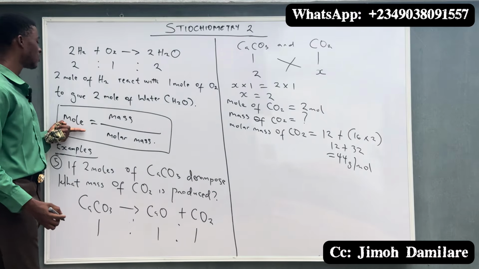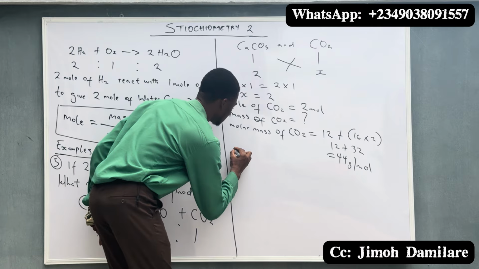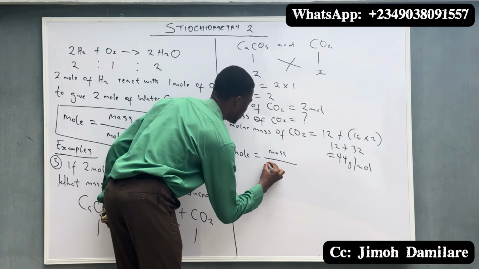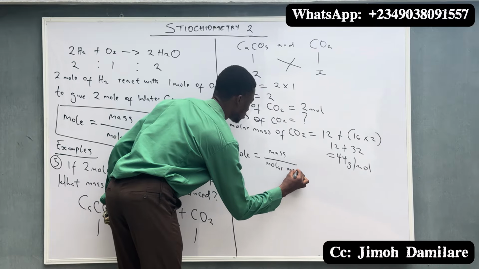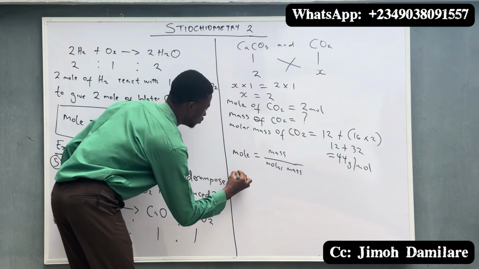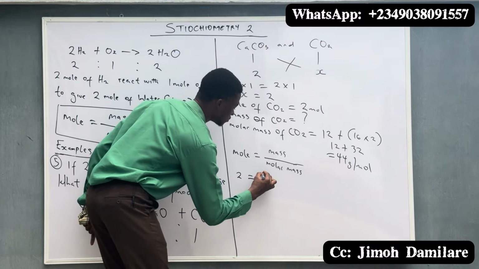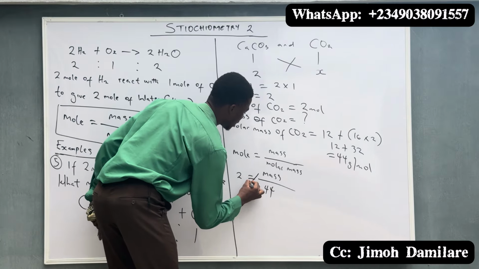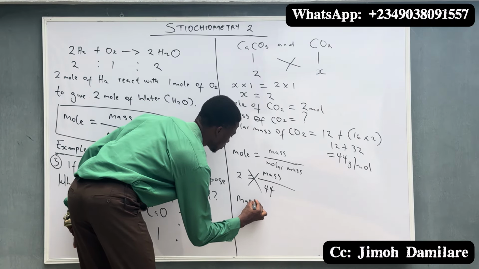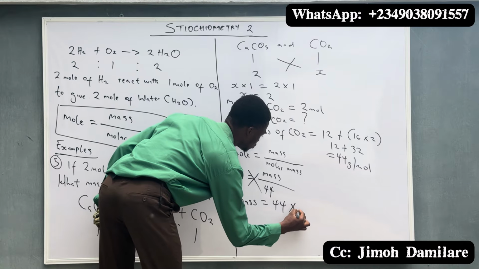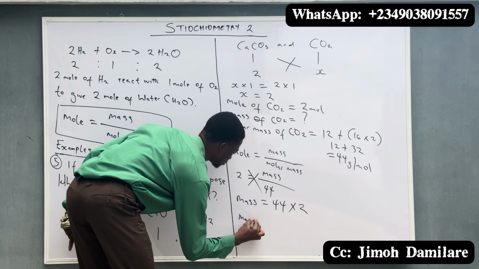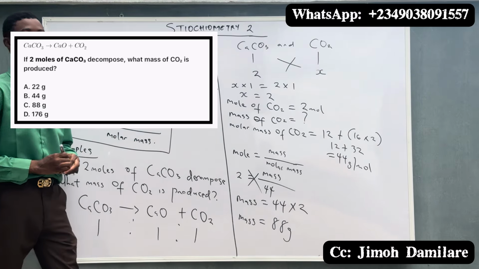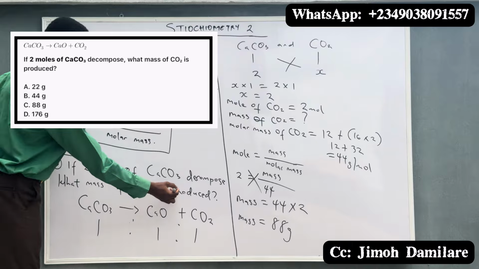We can now use this formula, which is mole equals mass over molar mass. We know that our mole is 2 mole. So we say 2 is equal to, what is our mass? We don't know our mass, over what is our molar mass? Our molar mass is 44 gram per mole. So we can now cross multiply. We can now say our mass is equal to 44 times 2. So our mass is equal to 88 gram. So 88 gram is correct for this kind of question. So 88 gram of CO2 is produced.